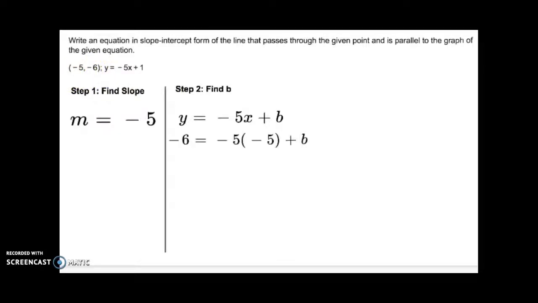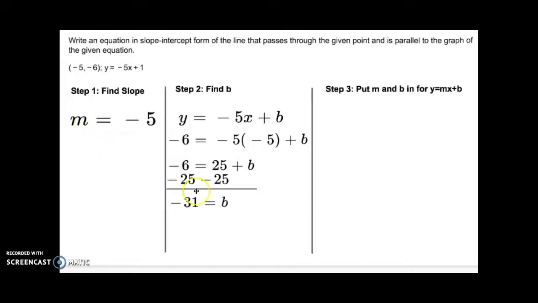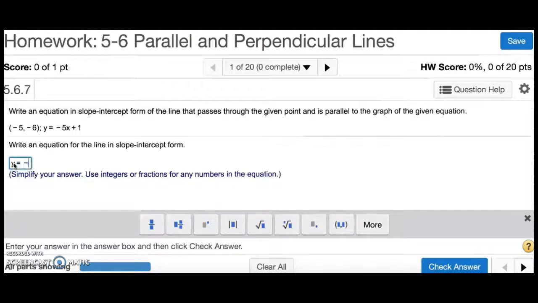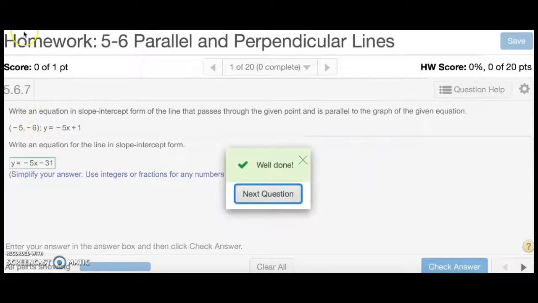So y is -6, x is -5, so we have -5 times -5, which is positive 25. Subtract 25 on both sides, and we get -31 equaling b. Now, the third step is to put m and b together for y equals mx plus b. So m is -5, so y equals -5x minus 31 for my b. And that's the answer, so let's type it in. Y equals -5x minus 31. And that's the answer for number 1.